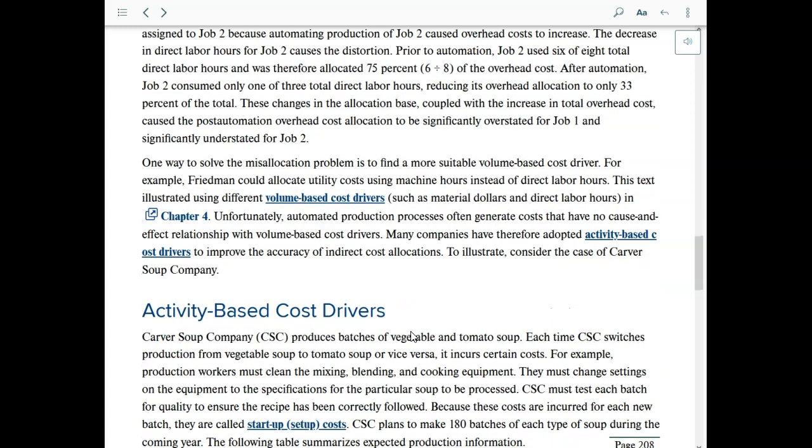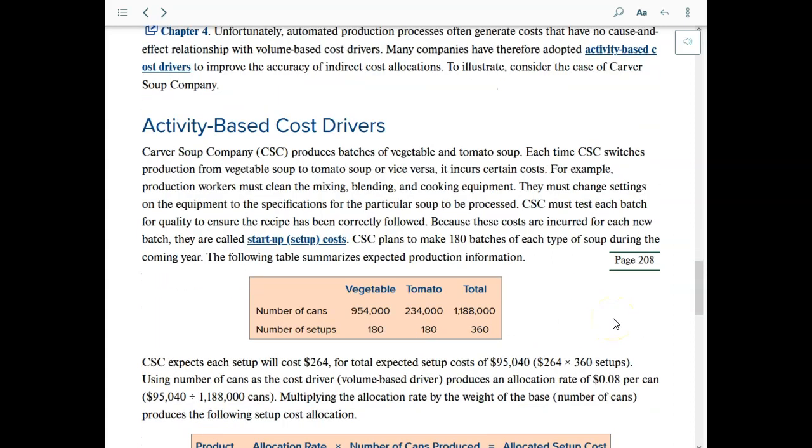Let's look at another example. Here we have a company producing soup. They produce vegetable soup and tomato soup.